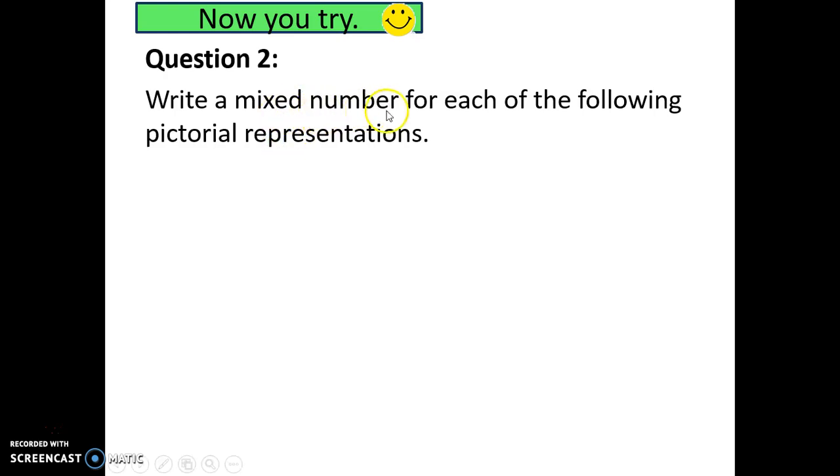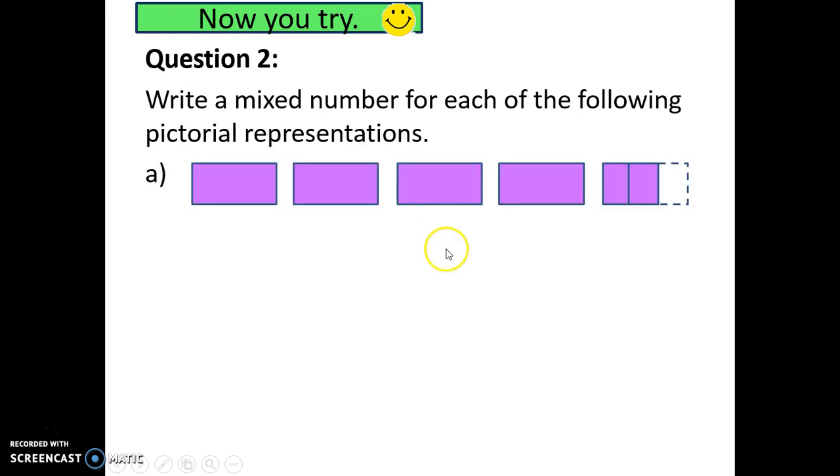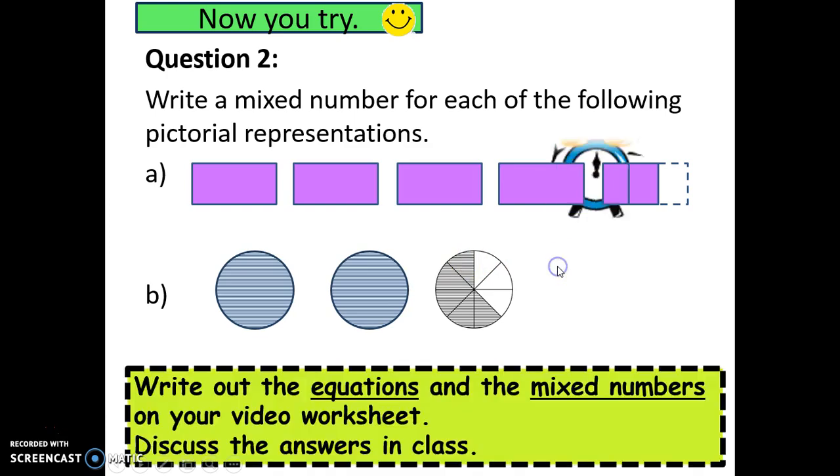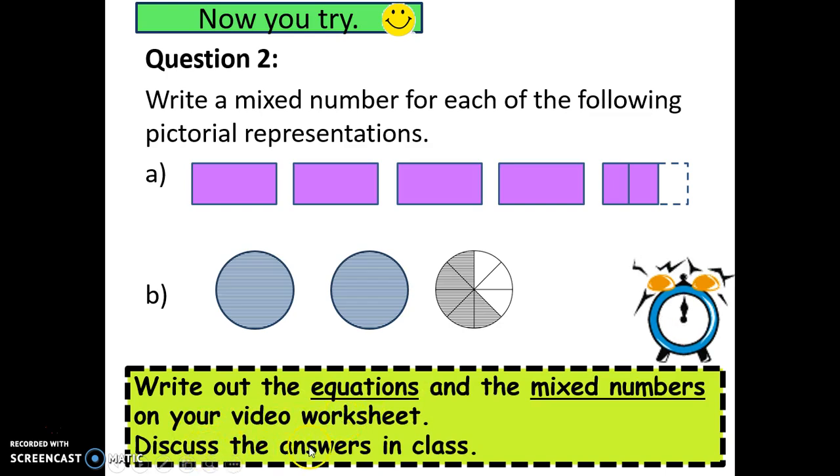Okay, we have here more examples for you to try out. Continue to write down the answers on your video worksheet for question 2. Write a mixed number for each of the following pictorial representations. This is the first one, and this is the second one. Write out the equations and the mixed numbers on your video worksheet. We will discuss the answers in class. I'm going to give you some time now, but if you require more time to complete the questions, feel free to pause the video at any time.